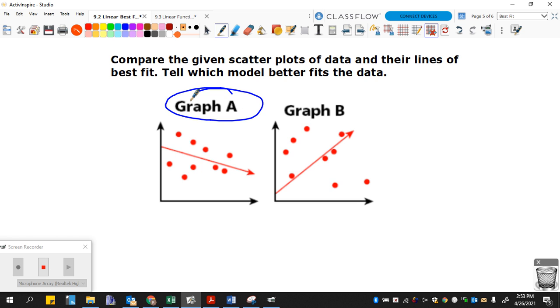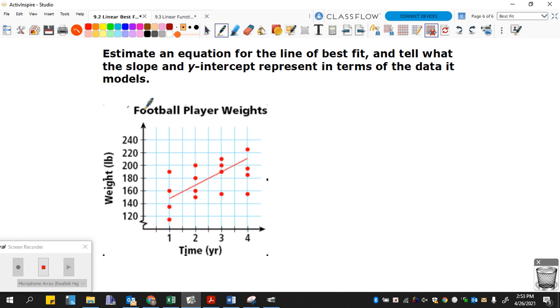Okay. All right. So here it says estimate an equation for the line of best fit and tell what the slope and the y-intercept represent in terms of the data it models. Well, when we do that, basically what we need to do is extend this line of best fit down, okay, until we find out what the y-intercept is, which is roughly 130, okay? So we remember, if we go y is equal to mx plus b, this plus b would be plus 30 because that's the y-intercept.